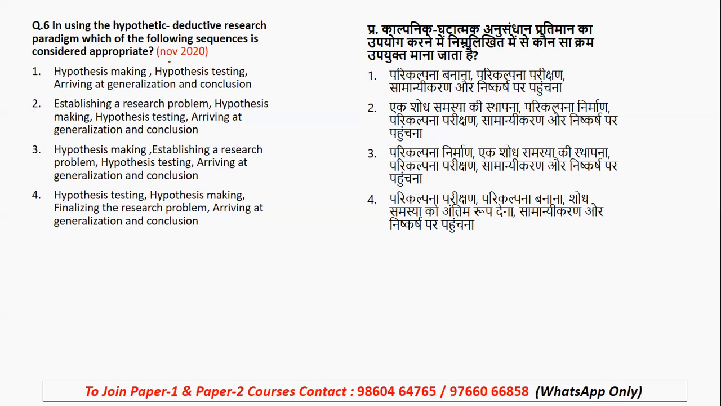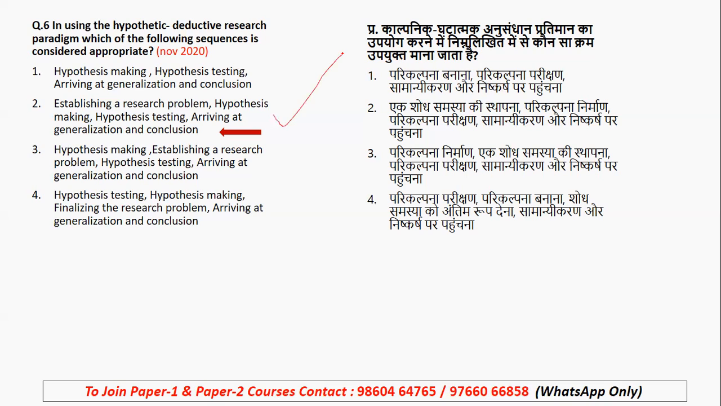So it is nothing but a procedure in order to construct a scientific theory, which definitely will come with the help of observation, experimentation, and it will give you the conclusion. So for that, which are the right steps which will be a part? In hypothetic deductive research, establishing a research problem, hypothesis making, hypothesis testing, or arriving at a generalization and conclusion will be the right sequence.